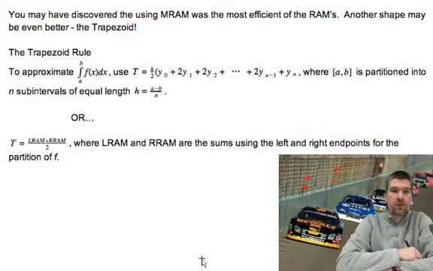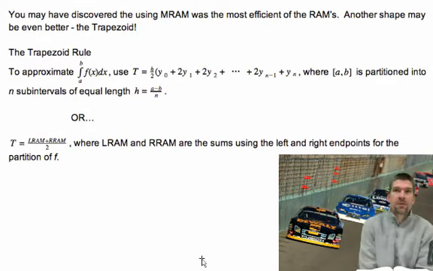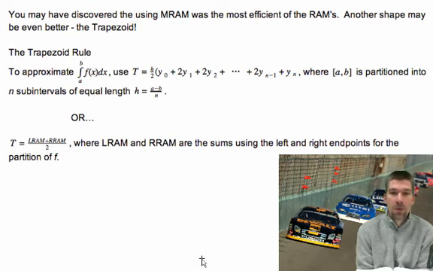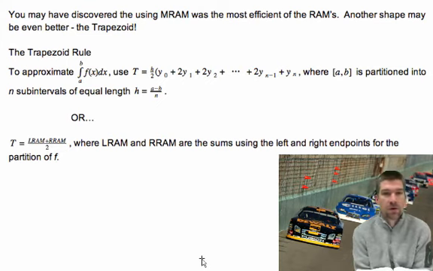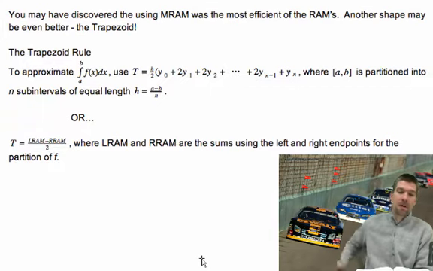All right, kids, we're going to look at section 5, which is the trapezoidal rule. What this does is it gives us another shape to find the area under curves with. If you think back to when we were doing LRAM, MRAM, and RRAM, MRAM, the midpoint one, seemed to be the most efficient way to find the area under the curve. But if you think about it, a trapezoid may even be better.